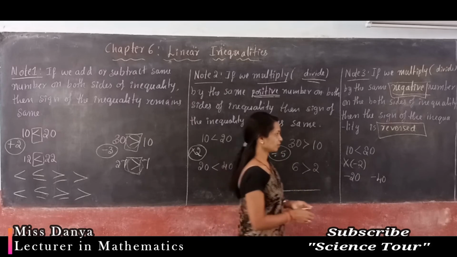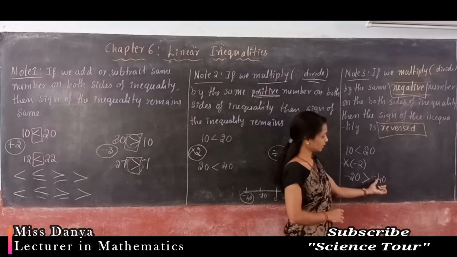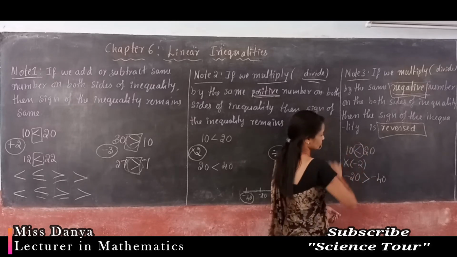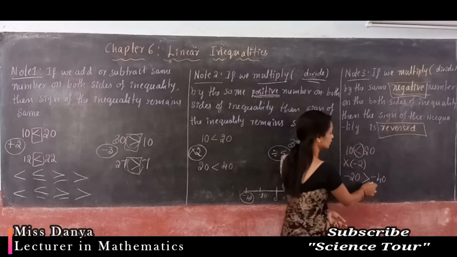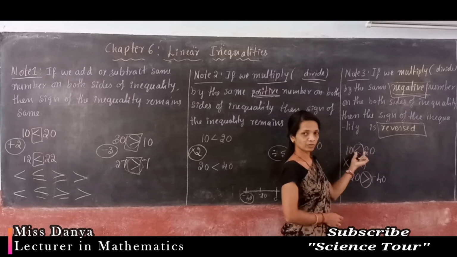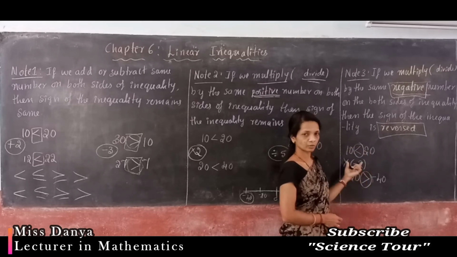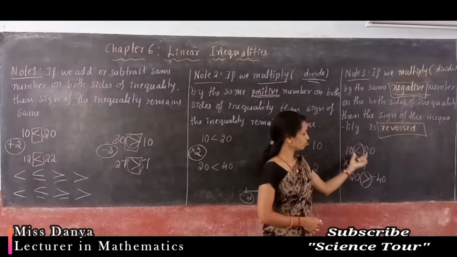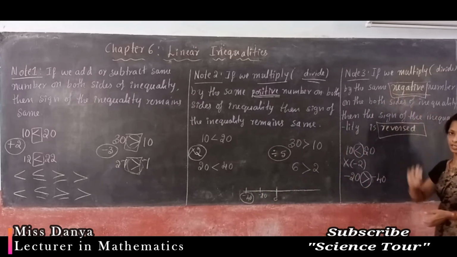Okay, so which symbol do you have to use? You have to use this symbol. Because minus 40 is smaller, the smaller side of the symbol should be on that side. Now you see the sign of the inequality. Before this operation it is less than, after this operation it is greater than. The sign of the inequality is reversed. Less than becomes greater than here. After multiplying by a negative number, the sign of the inequality is reversed. Okay, so that is note 3.